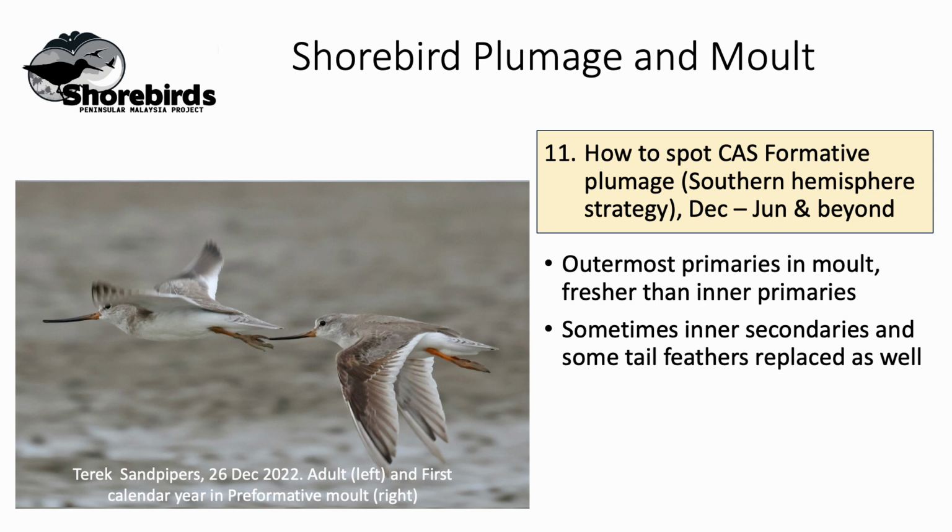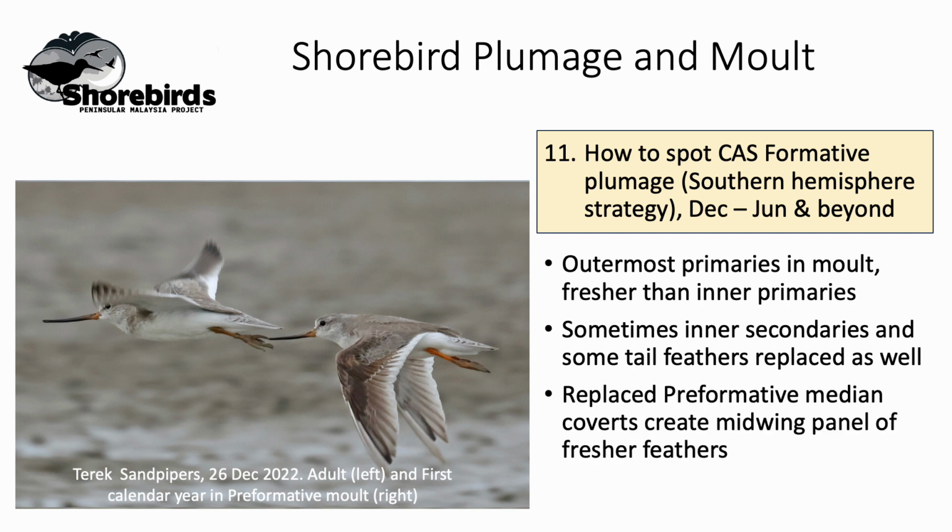So the same bird again on the right. You can see this is a view of the upper wing. And also, sometimes with these birds, because they're replacing some median coverts, it can create a pale mid-wing panel of fresher feathers. So that's another sign of a bird in preformative molt in between December and early in the year. However, by this time, it's probably impossible to separate or to age pratincoles.